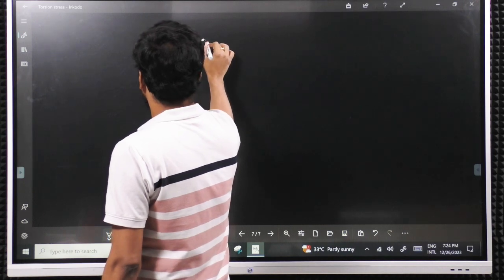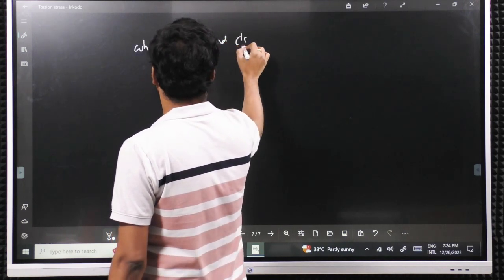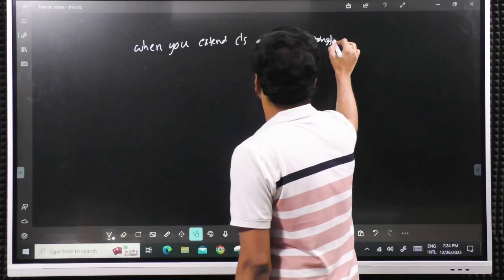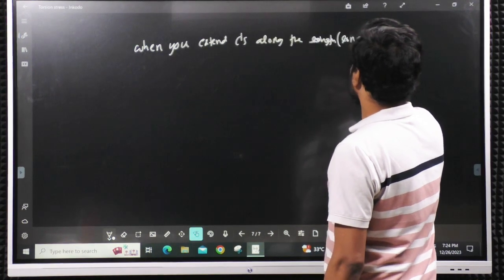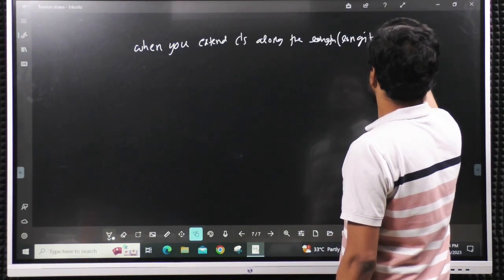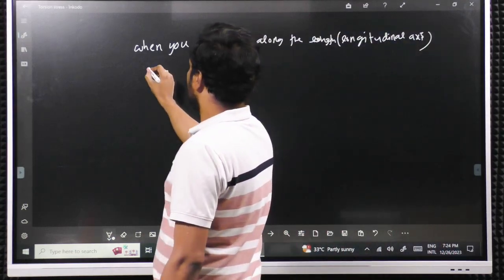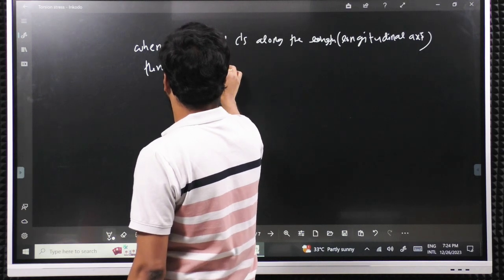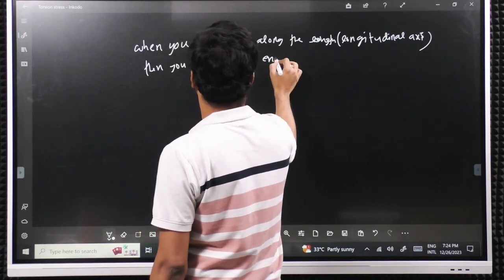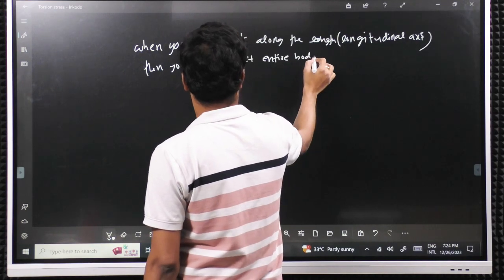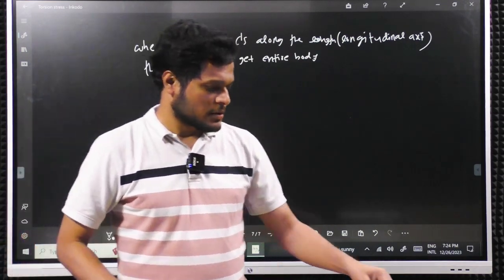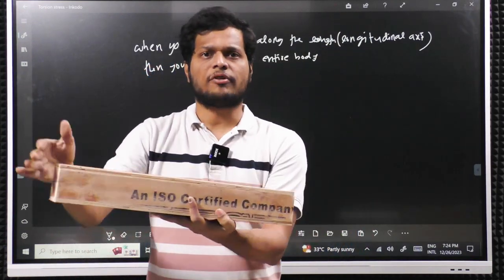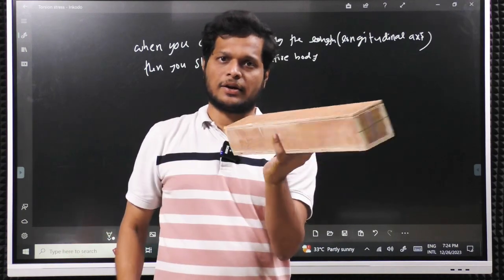When you extend the cross section along the length or longitudinal axis, both are same, along the longitudinal axis, then you should get the entire body. What does it mean? So for the same beam I have shown you, this is my cross section. So if I extend the cross section along the length, I got the entire body.